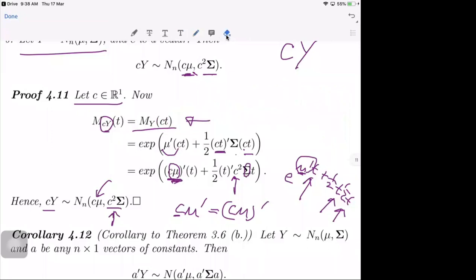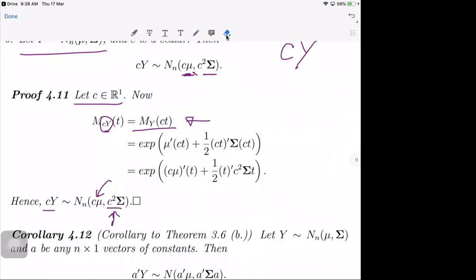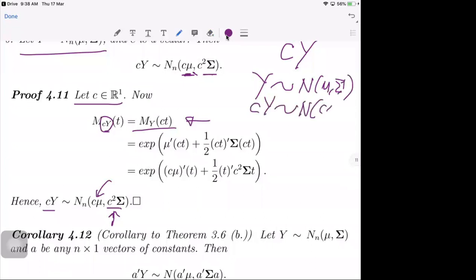Do you have questions? No, ma'am. Okay. So the transformation we did: y is normal, mu, sigma. And then we multiplied by c, so this is still normal, c mu, and then c squared sigma, no?